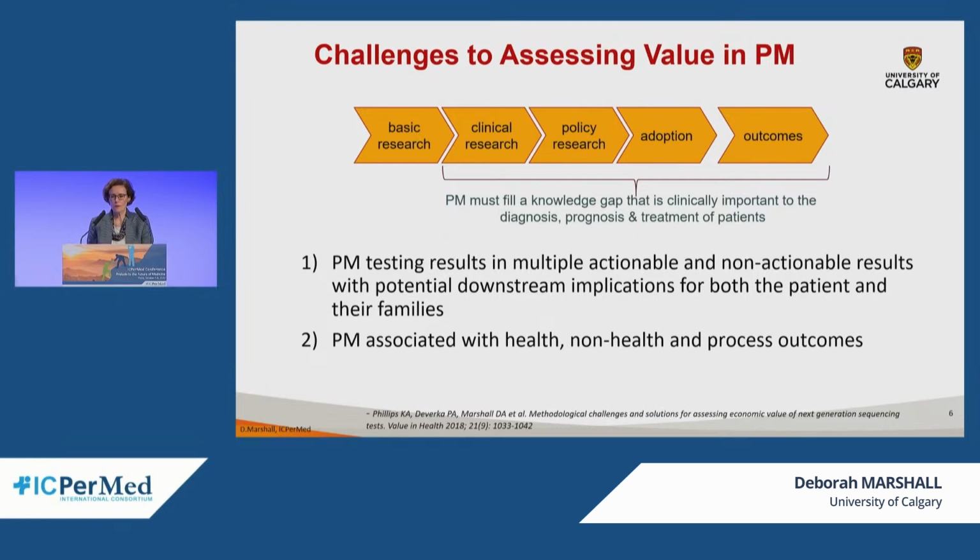So just flipping now to the specifics around assessing value in precision medicine, you can think how these particular points, these ideas about productivity, spillover, thinking about the patient preferences, et cetera, are particularly relevant. It's not that it's not relevant in other aspects, but in precision medicine, we have testing and treatment that have to be coupled together, right? We have multiple actionable results and also non-actionable results that could come out of this. And it has potential downstream implications for both patients and their families.